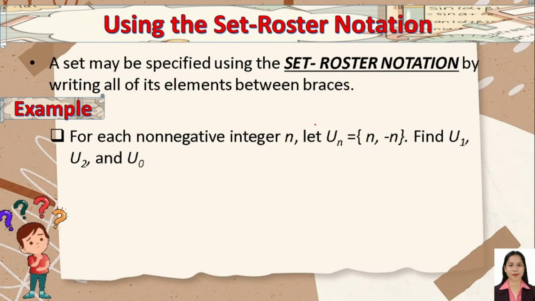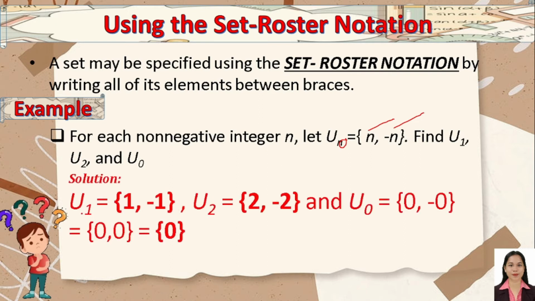Next example, for each non-negative integer n, let U sub n is equal to {n, -n}. Find U sub 1, U sub 2, and then U sub 0 rather. Okay, so dito, kung ano yung value dito ng n, yun din yung value dito na nasa element, na nasa loob ng braces. So kung halimbawa we have U sub 1, so U sub 1 is equal to {1, -1}. So there are 2 elements. And then U sub 2, so kung ano yung nandito, yun din yung ilalagay dito sa element. So we have {2, -2}. So there are 2 elements.